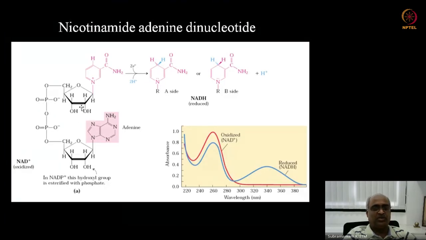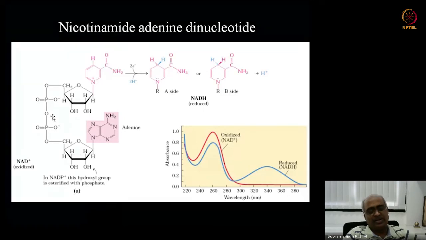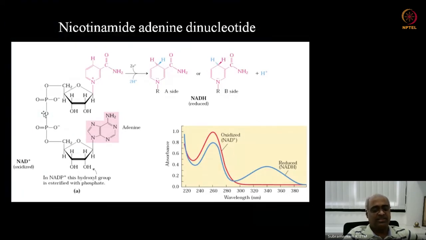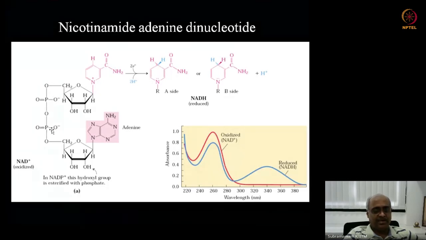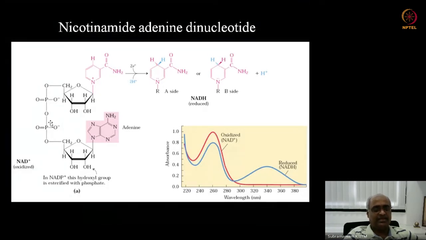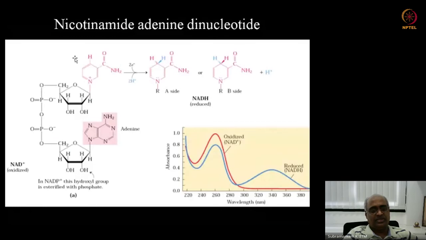So nicotinamide adenine dinucleotide. 2 nucleotides, so you call it dinucleotide, in this phosphoanhydride bond. It is not with the hydroxyl group as an ester. This is an inorganic acid anhydride. See, this alone you will call 1 nucleotide, and this alone you will call 1 nucleotide. Therefore, this is a dinucleotide.